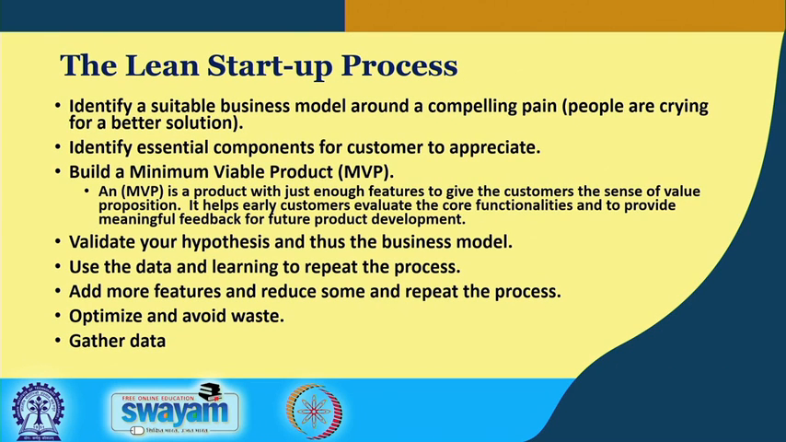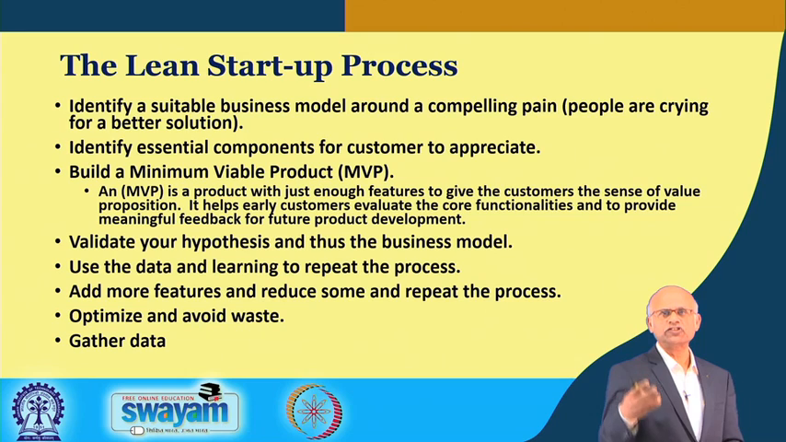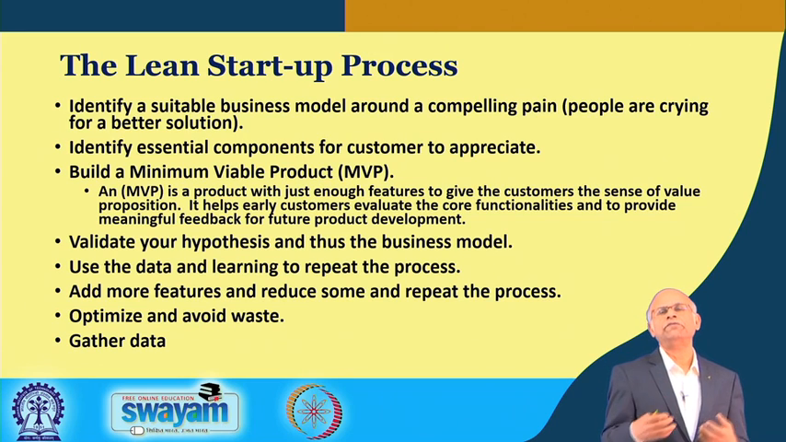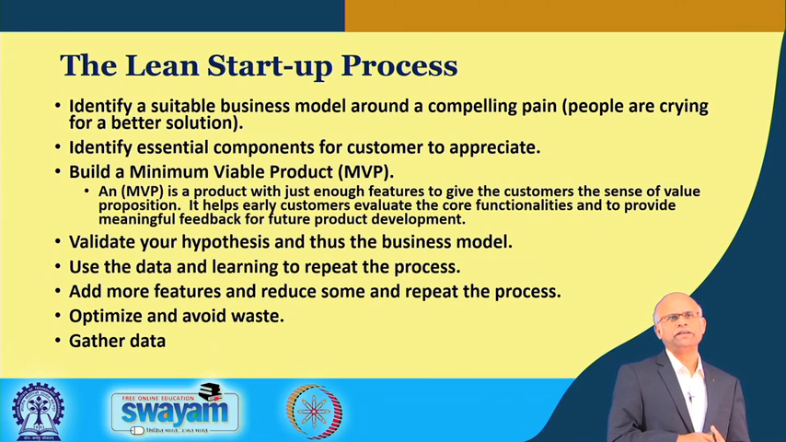Lean startup process: identify a suitable business model around a compelling pain. People are crying for a better solution. Then identify the essential component for customers to appreciate, meaning the core component. With the core component, you prepare a minimum viable product. What is a minimum viable product? That is a product with just enough features to give the customer the sense of value proposition, meaning what value you are offering to the customer. It helps early customers to evaluate the core functionalities and to provide meaningful feedback for future product development.